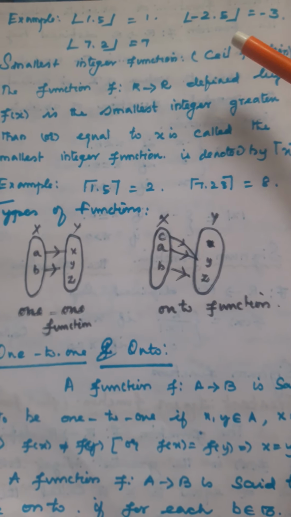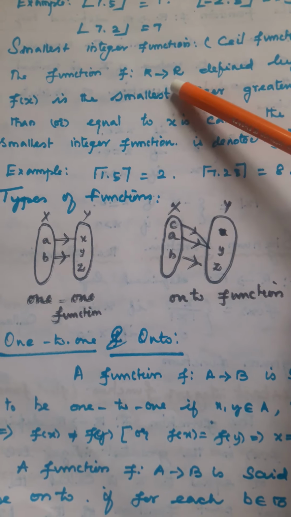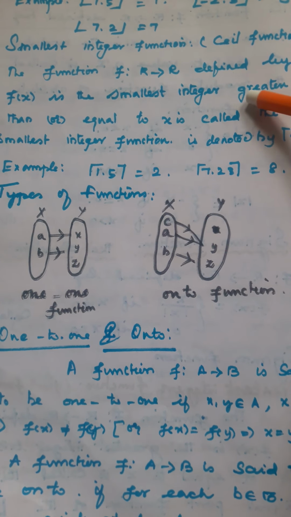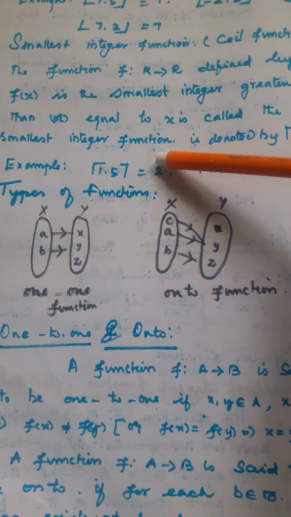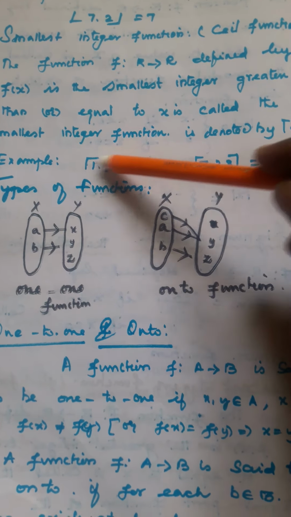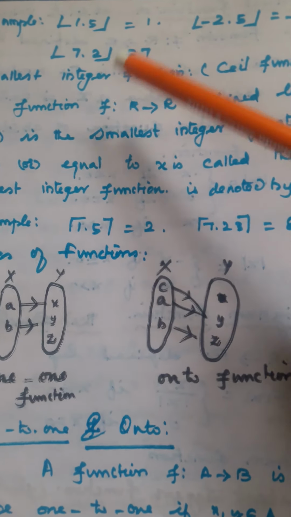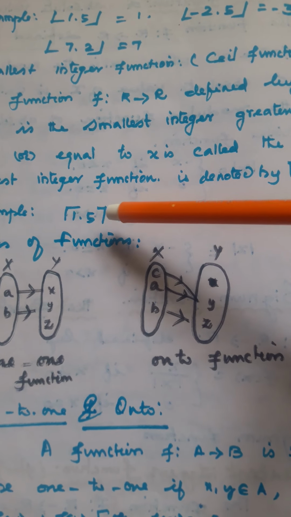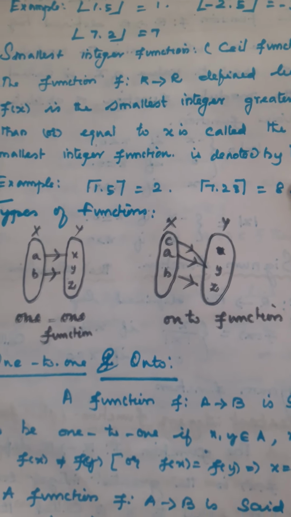Okay, the top, you have the ceil function. The function f from R to R defined by f of x is the smallest integer greater than or equal to x is called the smallest integer function, and it is denoted by the top side, you have the L. So here 1.5 means 2. You have to identify the difference. Greatest means you will write the least, and the smallest means you will write the greater value. So like that 7.23 equals 8.